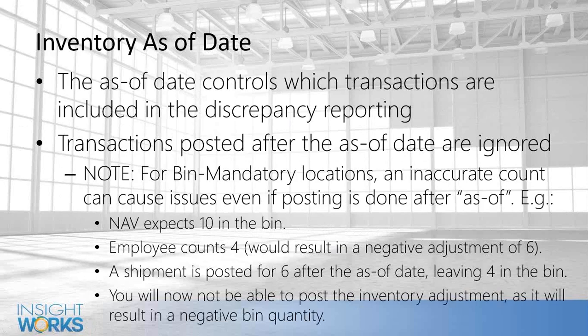posted the count. Now, the as of date makes it possible to do that, but there are situations where if you've done an invalid count, an incorrect count, and you try and post it, even though we don't look at transactions after the 31st, that can still result in a negative adjustment that can't happen when you have bins mandatory. All right. So ideally, try not to do transactions before you post the inventory, but if you do, other than if you had an invalid count, everything should work fine based on this inventory as of date.